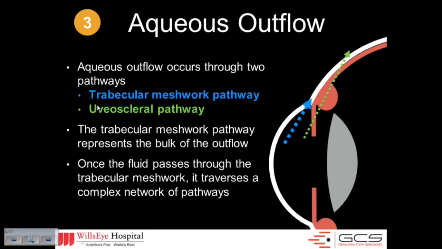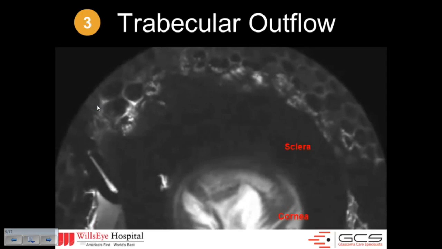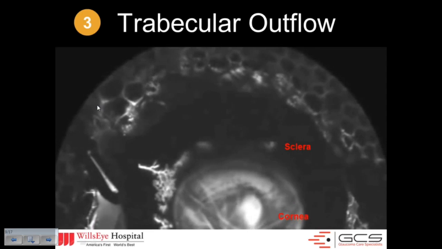Once the fluid passes through the trabecular meshwork, it goes through a very complex network of pathways before it enters back into our systemic circulation. And this video over here nicely demonstrates that.